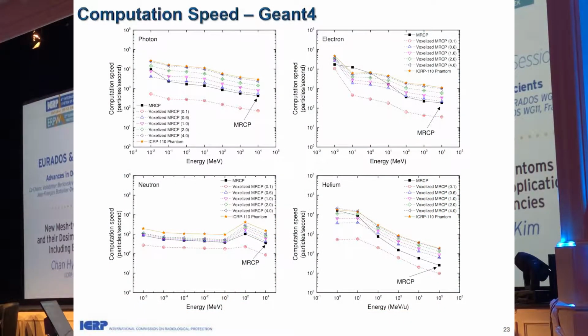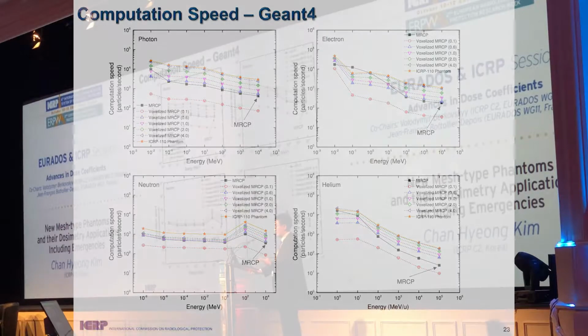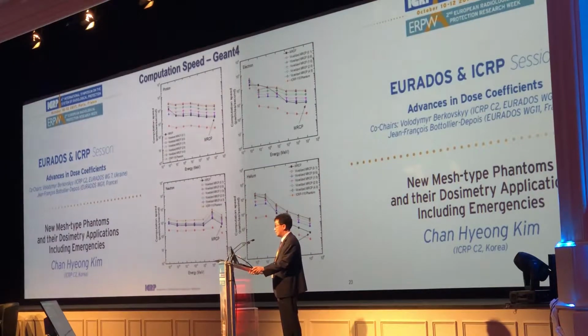Now, this is computation speed. Computation speed is very important because we need to do a lot of calculations for those coefficients. And this slide compares the computation speed of mesh phantom with the voxel phantoms for Geant4 code. Here, the computation speed is in the unit of particles per second, which means how many particles we can transport per each second. And here you can see the black line.